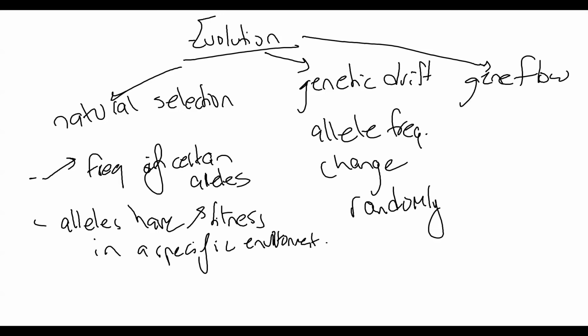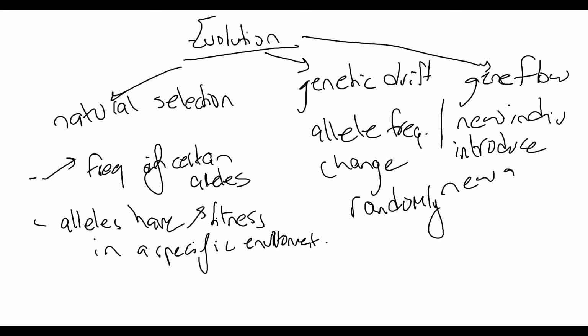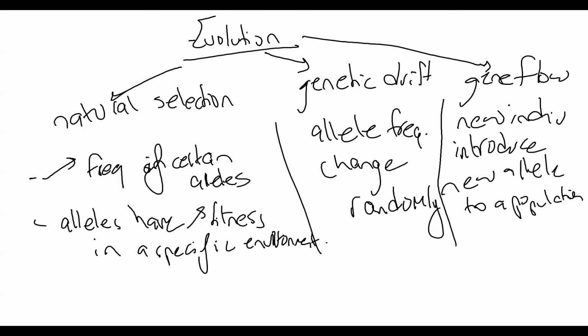Gene flow is when a new individual introduces a new allele to a population. Let's say we have a generation, and all of the generation were having Asian eyes. However, one from the West came and married one of the generation, and then a hugely different generation happened. So one individual introduced a new allele to a population.